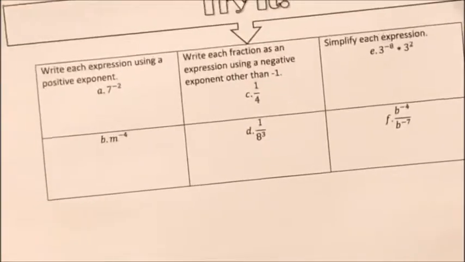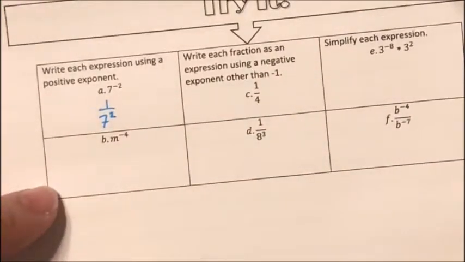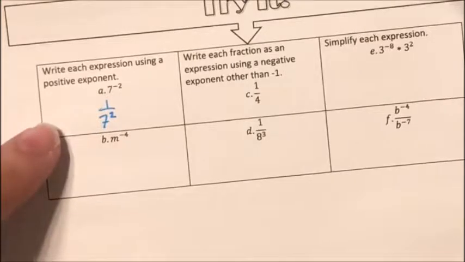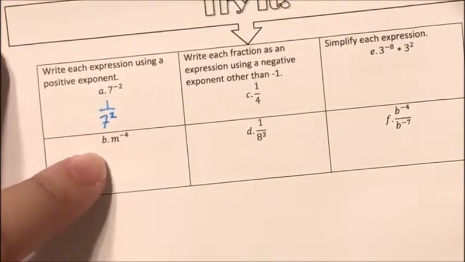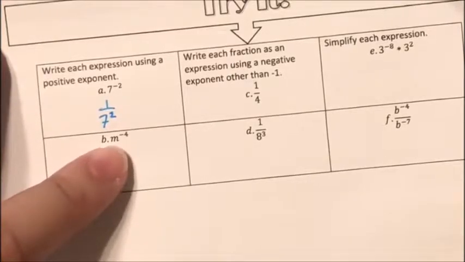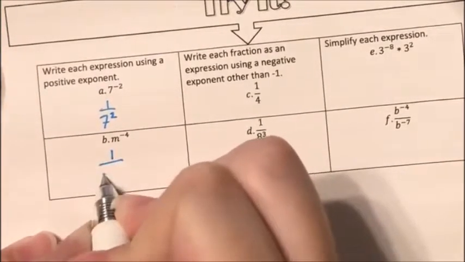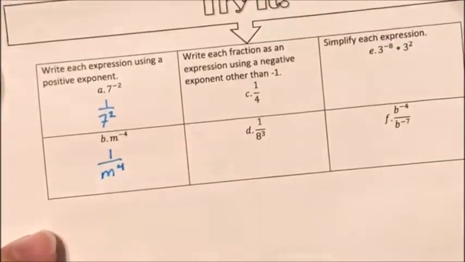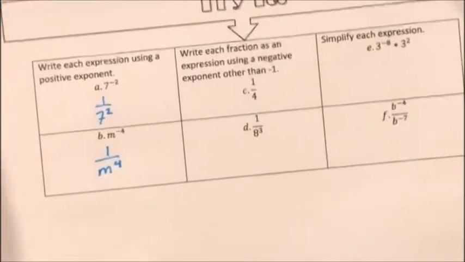So that will give me, running out of table space, sorry about that. So this is 1 over 7 squared. Okay. If it told me to evaluate, then I could do 7 squared, which is 49. All right. So then I have B, m to the negative 4th. So all this is saying is 1 over m to the 4th power. Okay, pretty simple, right?